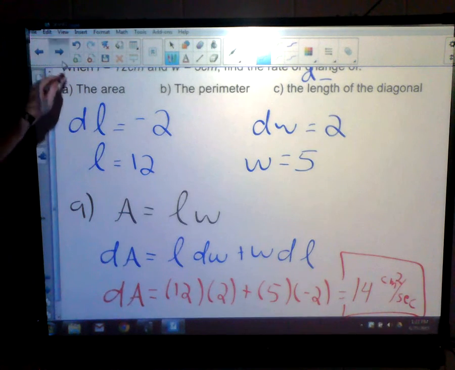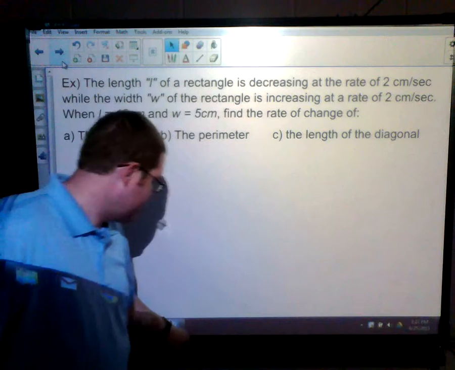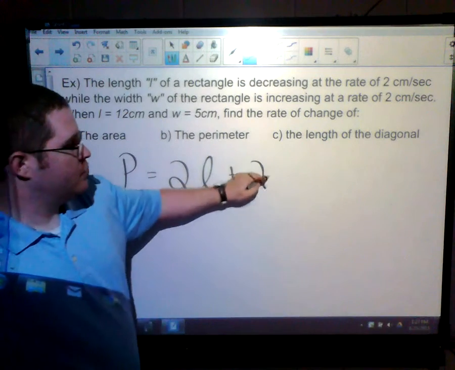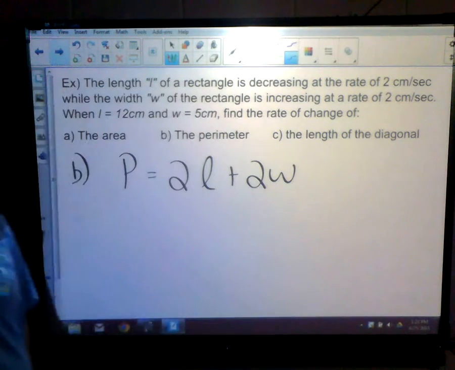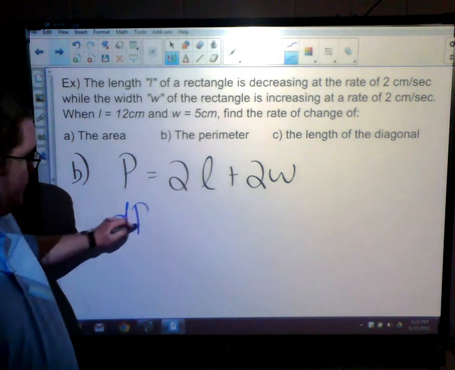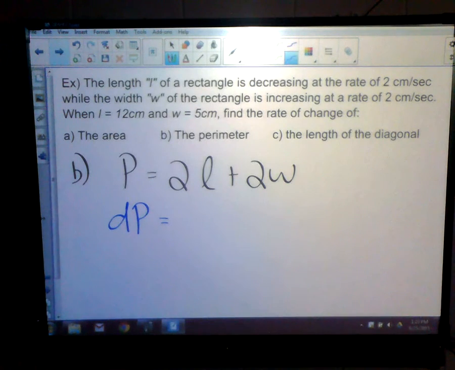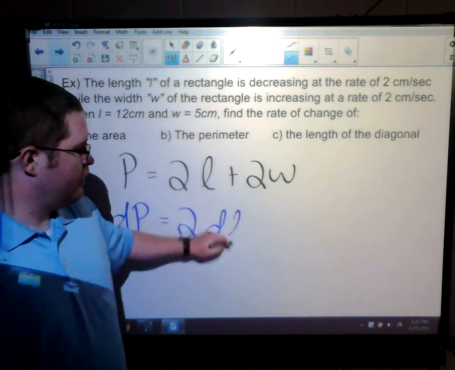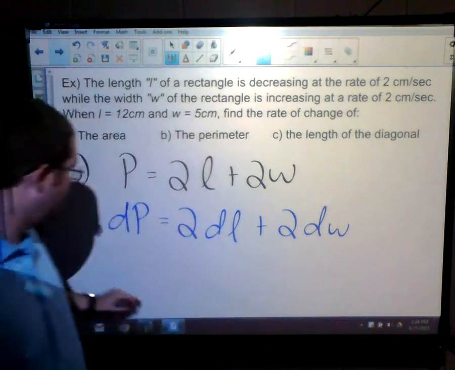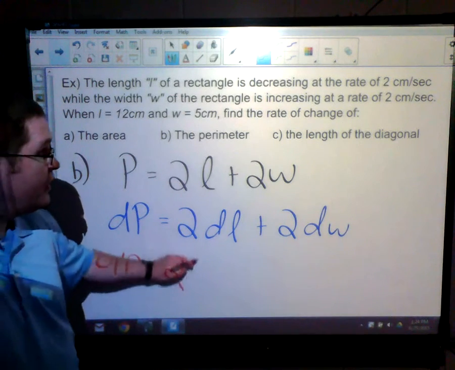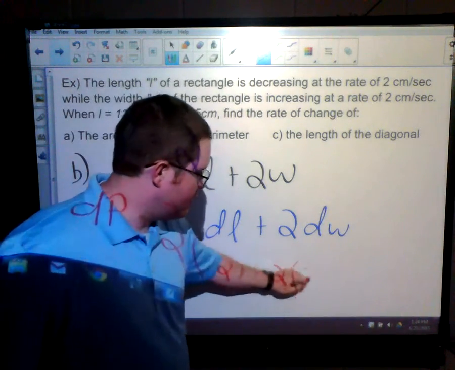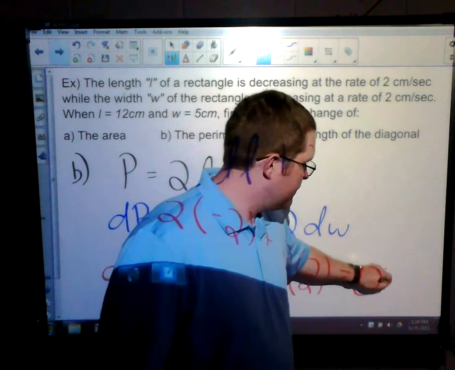Let's move on to part B. The perimeter. Same setup, but I need to know the formula of perimeter is 2L plus 2W. I can't plug in anything because it's all changing. Perimeter, length, and width are all changing in this problem. So let's take a derivative. What's the derivative of 2L? Well, it's 2 dL plus 2 dW. Plug in everything you know. dP equals 2 times dL was negative 2 plus 2 times dW is 2. Hey, and look, it cancels out.